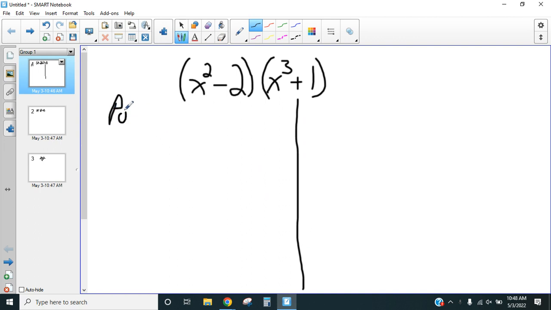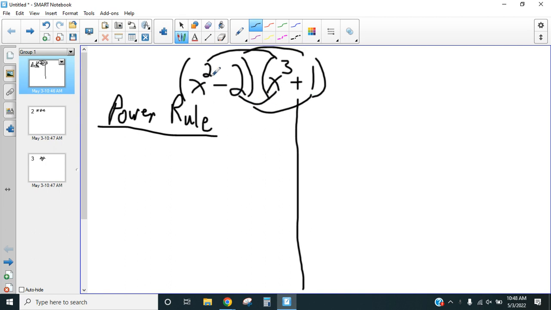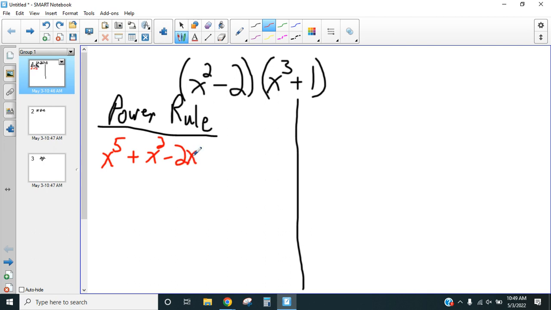First way over here is power rule. And this is what you're going to be asked to do today on this little worksheet I got for you. So power rule. In order to do that, we need to distribute some stuff, right? So let's do that. Let's work this out. Let's distribute here. So we'll have x to the fifth and then plus x squared, right? That comes from these two. And then minus 2x to the third minus 2.